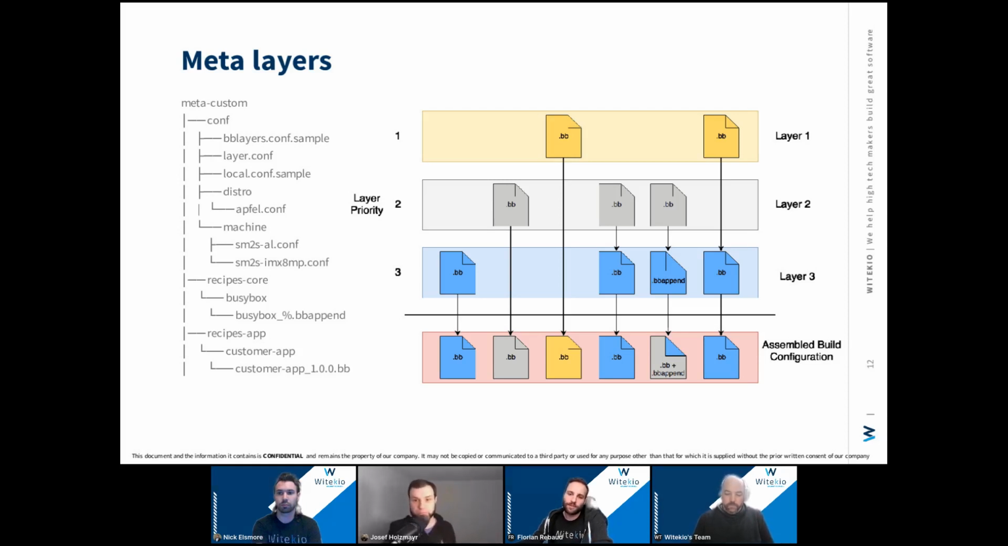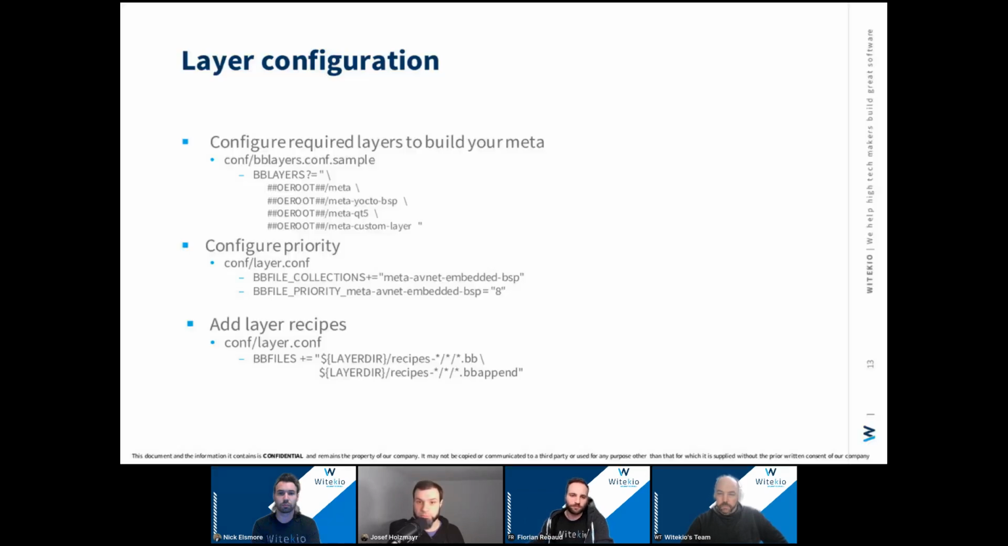If two files have the same name in two different layers, the higher the priority, Yocto is going to choose to install this file in your image. You can also just choose to pick a file from a layer without modifying it. So that's basically how different layers interact with each other in Yocto.